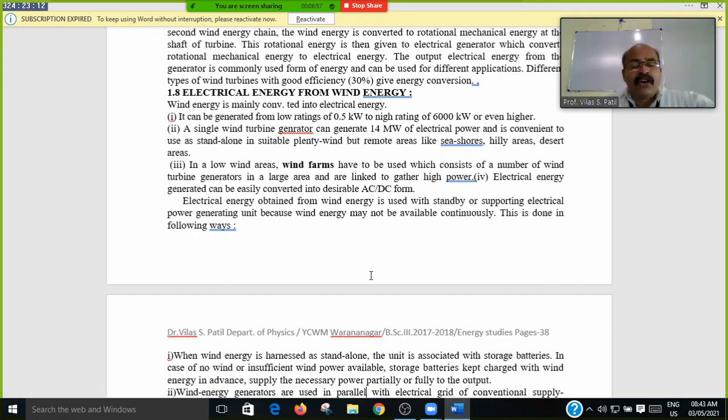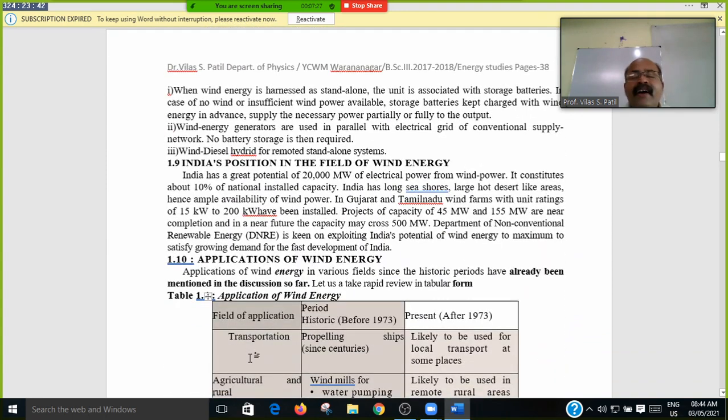The electrical energy obtained from the wind energy is used with a standby or supporting electrical power generating unit, because the energy may not be available continuously. It means that if fast, speedy wind flows continuously, we are able to generate mechanical energy continuously, and from that we can generate the electrical energy. This can be done in the following ways. What are the following ways of conversion of electric energy? It will be given here, friends.